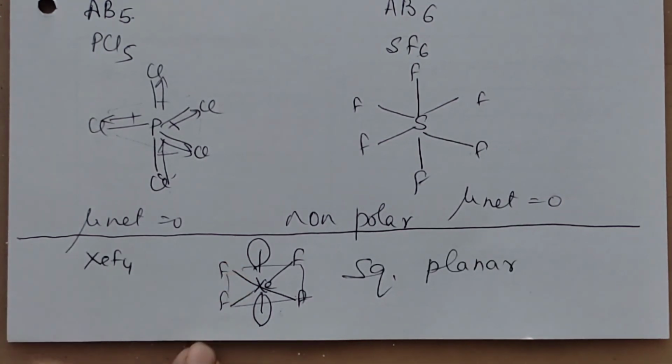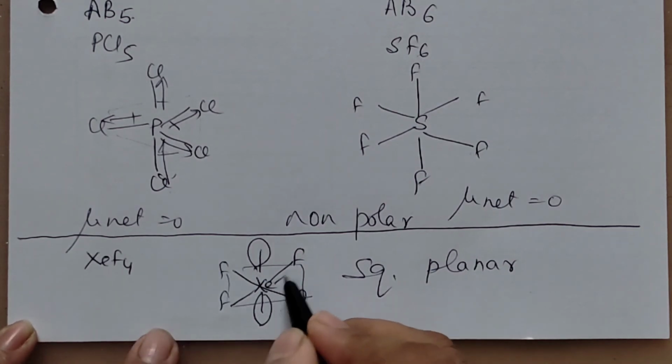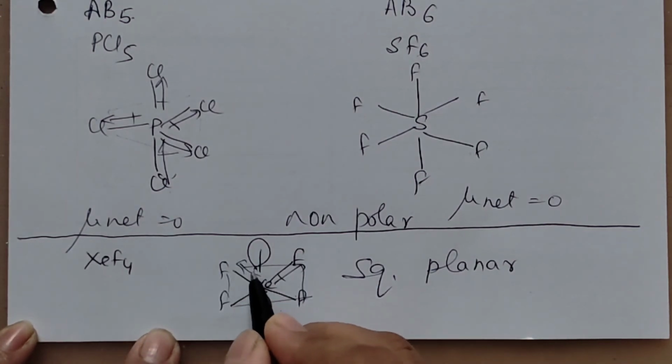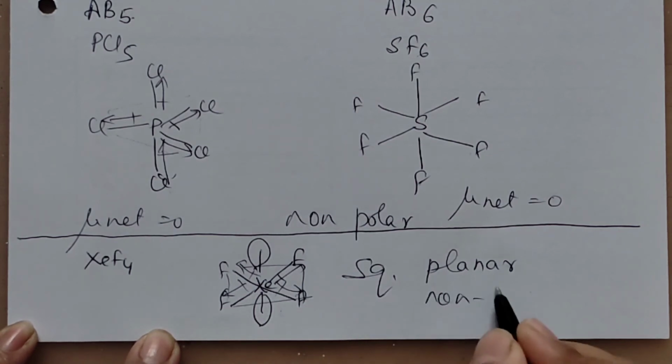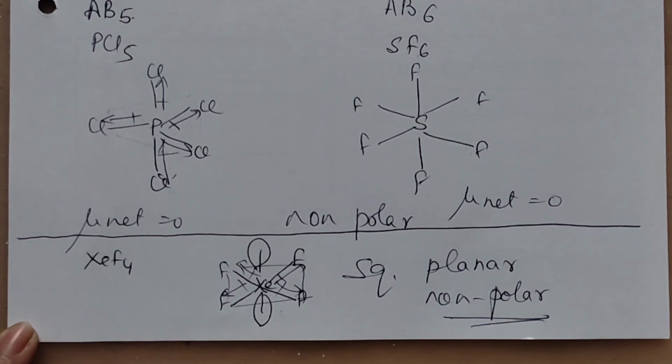It has two lone pairs. So you might think that since a lone pair is there, it should be a polar molecule. But you see the direction in which these four fluorines are present. They are at 90 degrees, so these bond moments will all cancel out. So this is also an example of a non-polar molecule. Though there is a lone pair, it's a non-polar molecule.